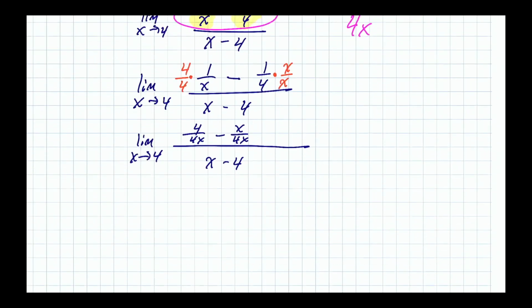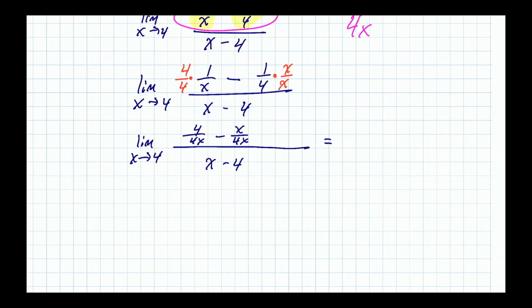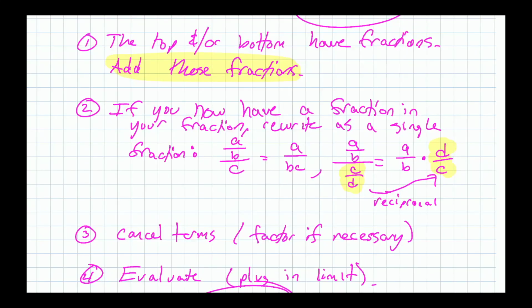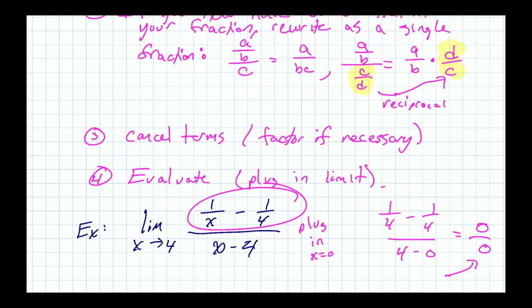All right, almost done. Do this step here, we've got space. What you need to do is actually add those fractions, right? That's what the goal of this step was. So if you add these fractions, we're going to get one fraction over 4x, and then the numerator is going to be 4 minus x. There you go. Okay, so that's it. We added the fractions. So what's next? You now have a fraction in your fraction. Rewrite it as a single fraction.